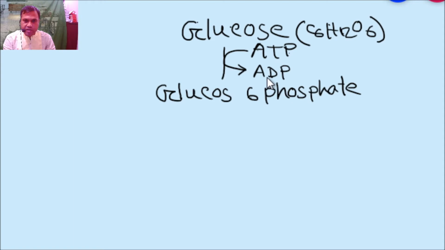For that reason, the total name of this kinase enzyme is hexokinase. That means glucose has 6 carbons, so the enzyme name is hexokinase, and this reaction occurs in the presence of magnesium ion. This reaction is a non-reversible reaction.